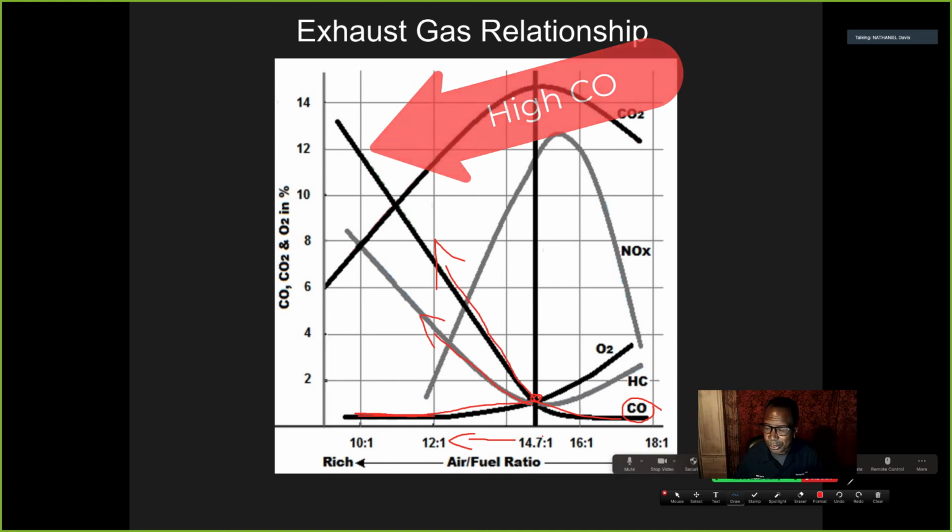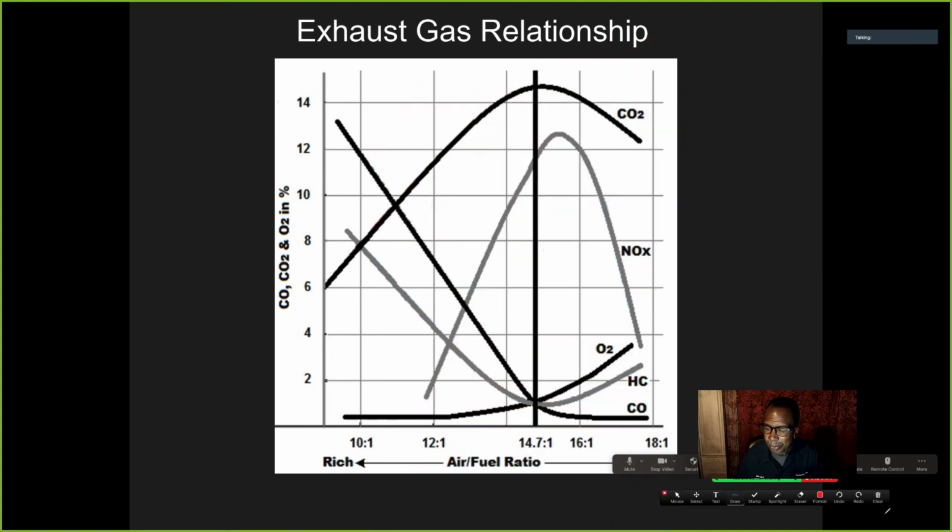But on the other side of the chart, look at this side of the chart. Oh, I forgot to say something. On the rich side of the chart for NOx, look at this side here for NOx. When it runs rich, NOx comes down. Look how NOx falls down. Because the chambers are running cool, it comes down, versus when it's lean, it runs hot and goes up.